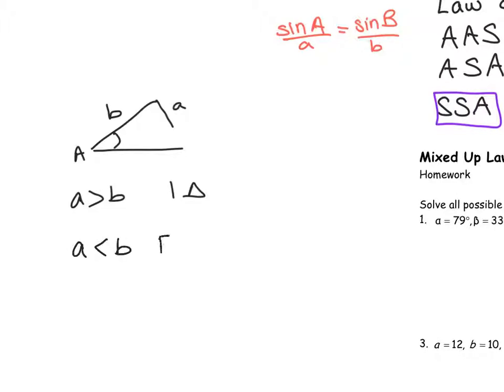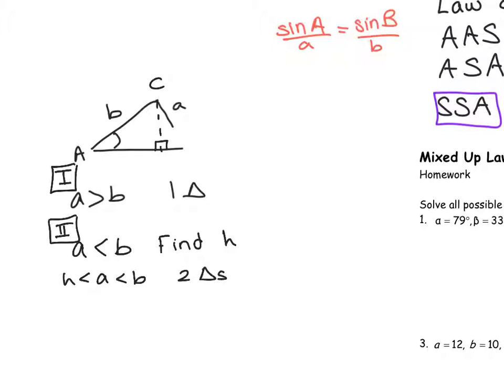then you have to find the height. Drop a height from C. So that's the first thing: if a is greater than b, then that's one triangle. If a is less than b, then we have two cases. If a is greater than h but less than b, that means I have two triangles. If a is less than h, then I have 0 triangles.